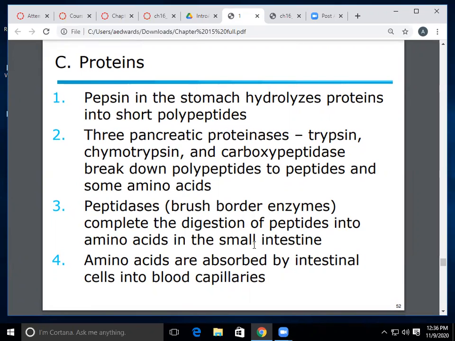All right. Proteins are also heavily involved in digestion. Many of those proteins are involved as enzymes. Okay. Pepsin is in the stomach, and it hydrolyzes proteins, makes short polypeptides. Okay, so it's pepsin because it's breaking down peptides.